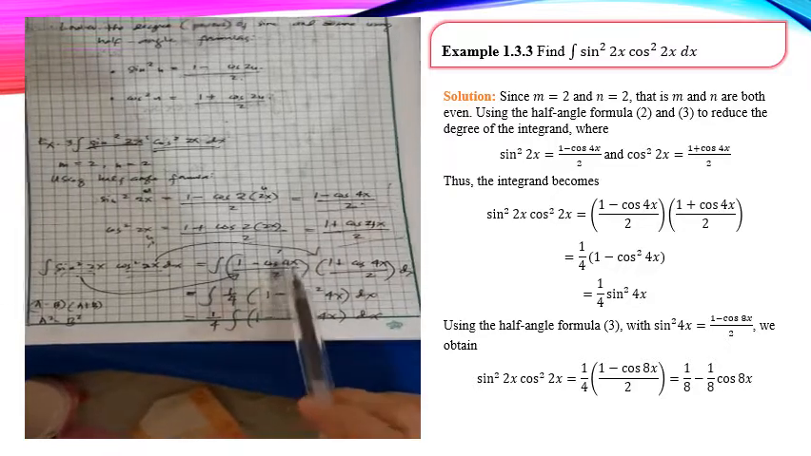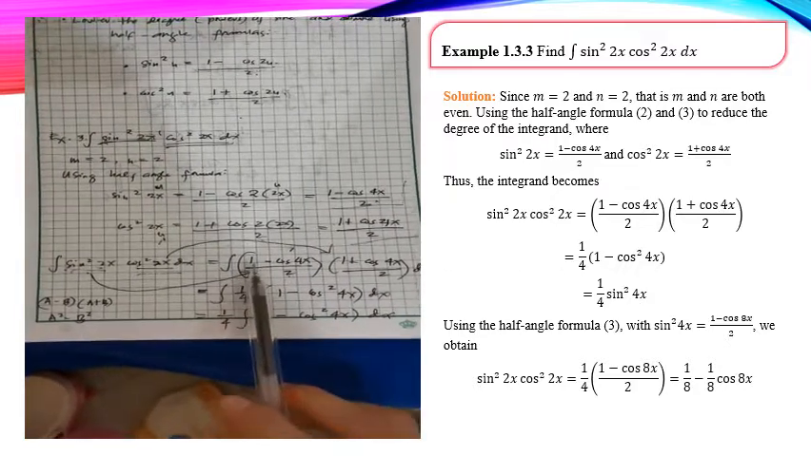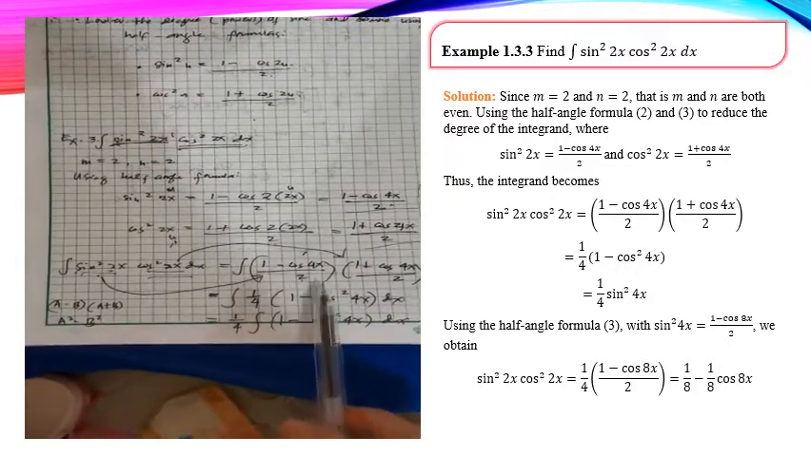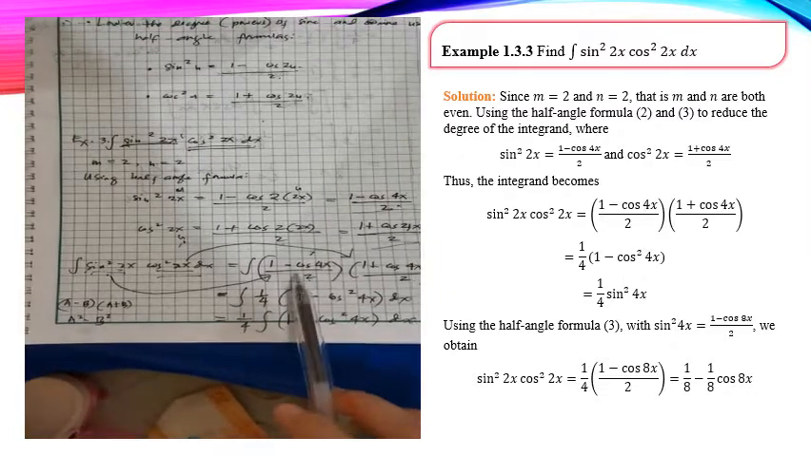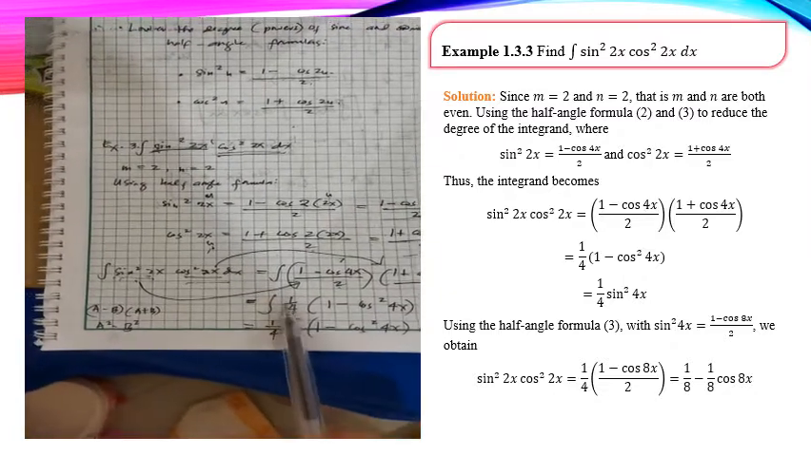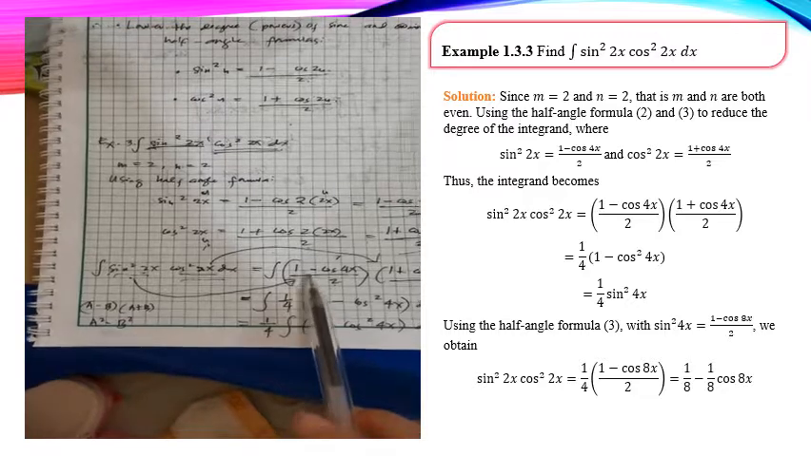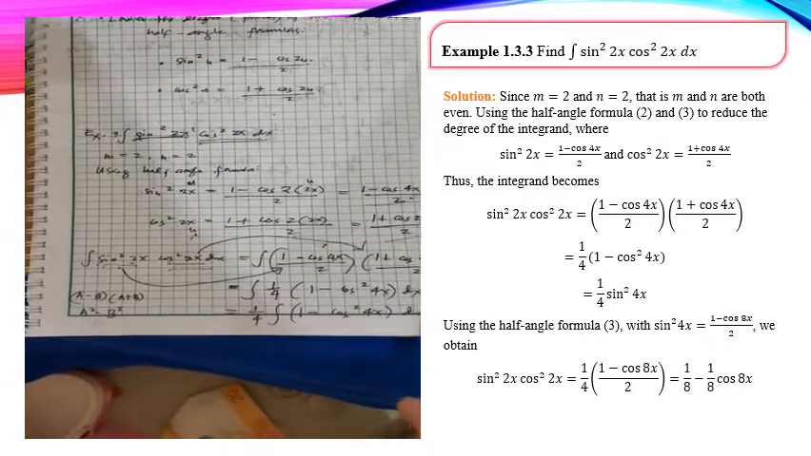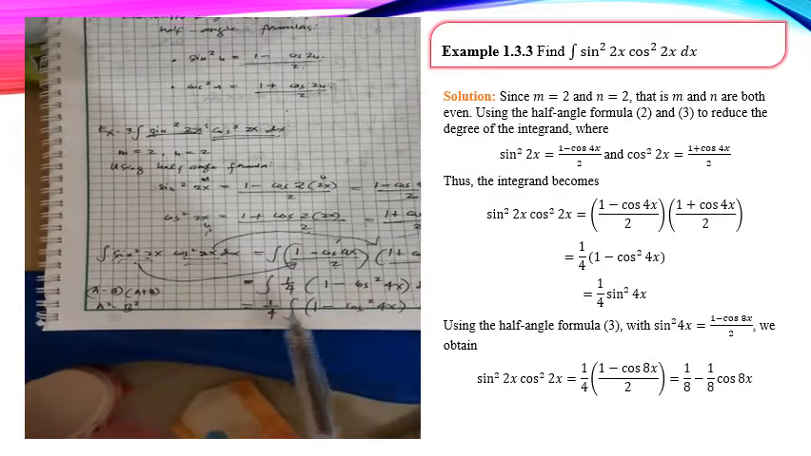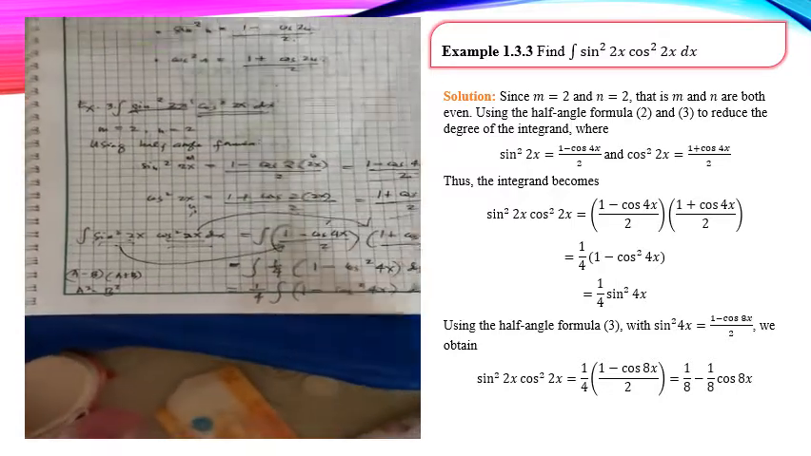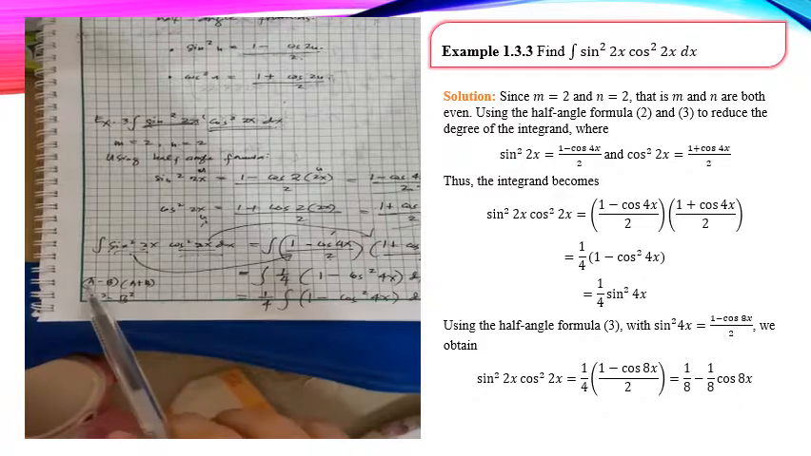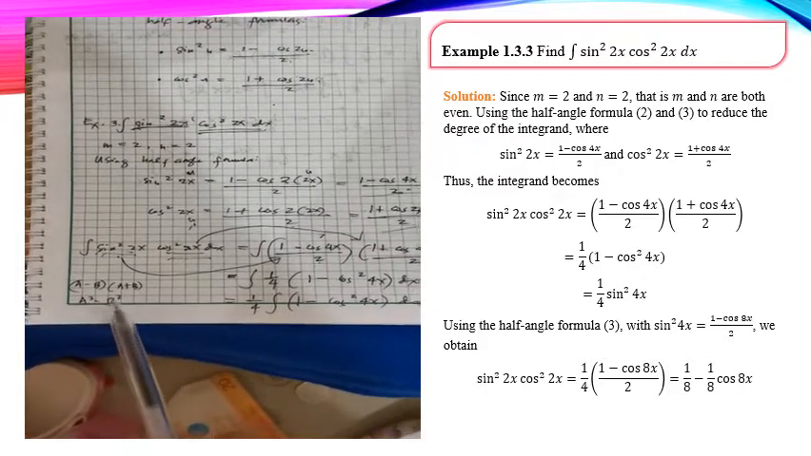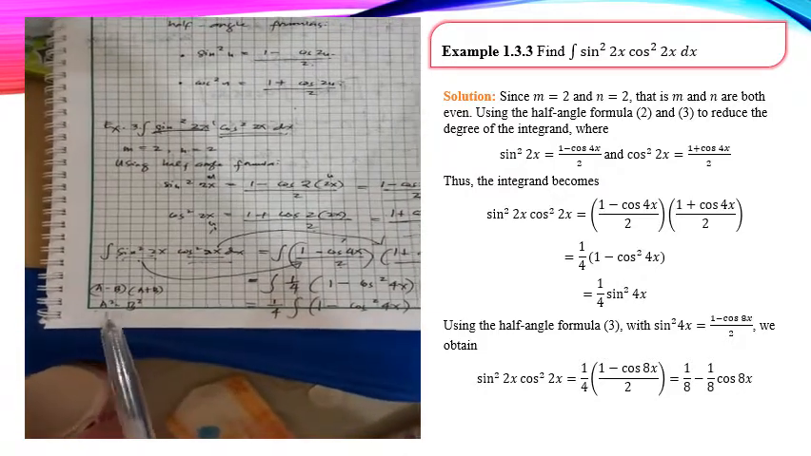Okay, so pwede nating ilabas yung constant dito. So we have 1 half here and 1 half dito. So 1 half times 1 half is equal to 1/4 times, we left with 1 minus cosine 4x times 1 plus cosine 4x. So sa special product, we have a minus b times a plus b. Di ba ang product nito class is a squared minus b squared.